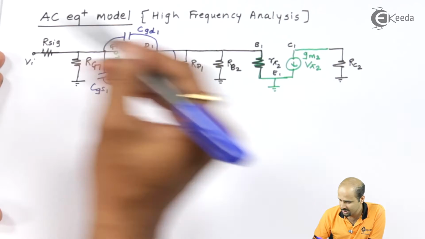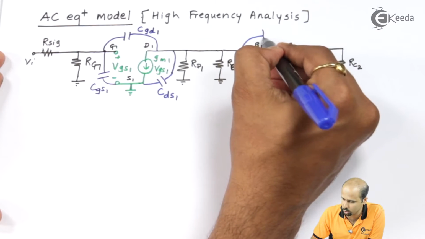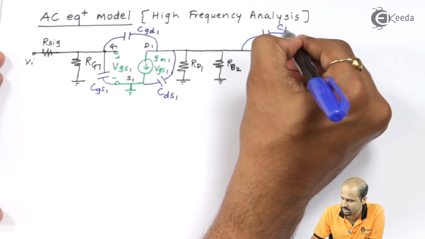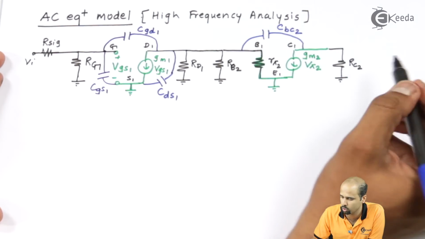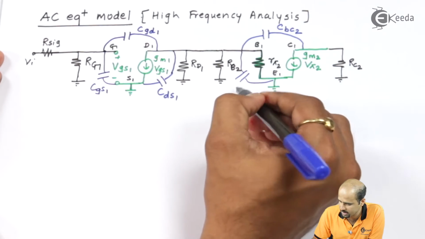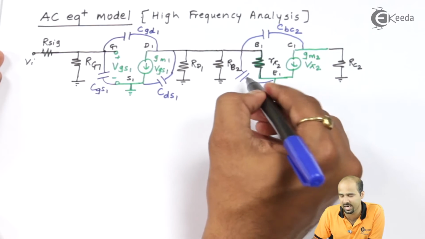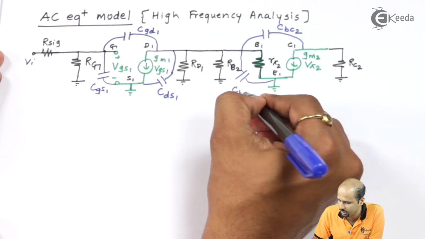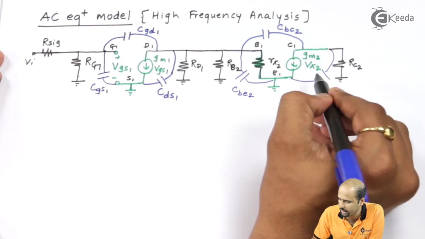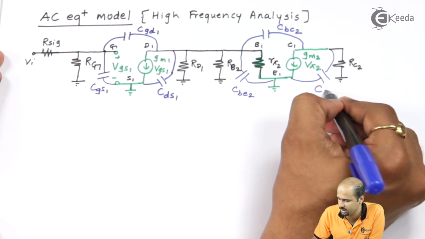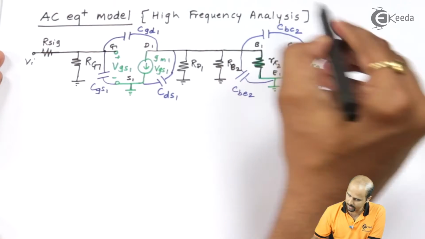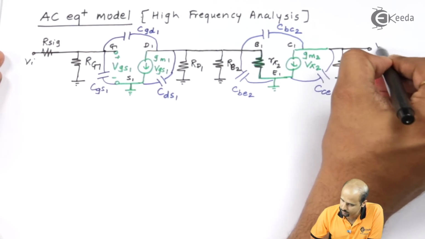In between drain and source, the name is CDS1. Simple. Similarly, at stage 2, in between base and collector, your capacitor is CBC2, 2 for the second stage. Then another capacitance is in between base and emitter, that is CBE2. Another is in between your collector and emitter, that is CCE2. And here I will be getting the output, that is VO.